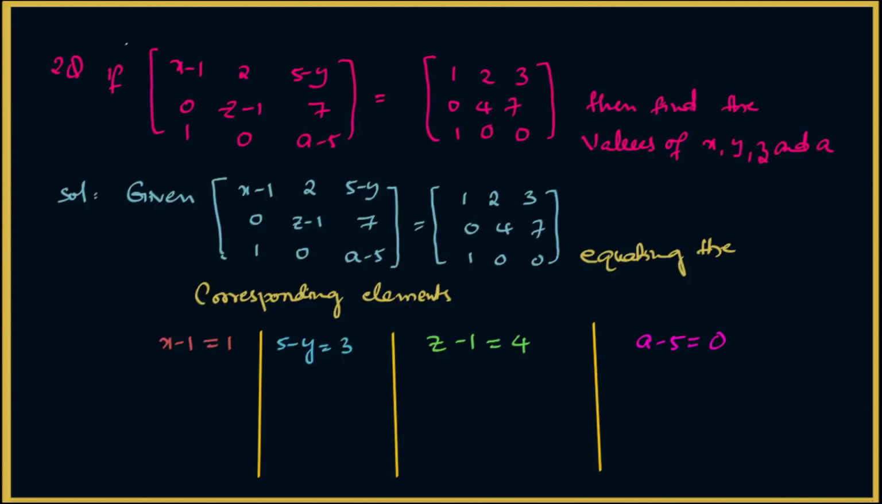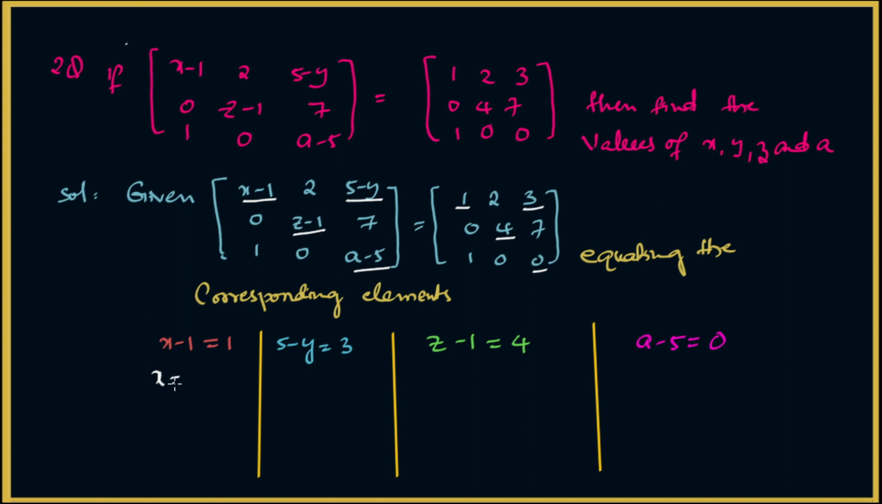Now the second problem is also similar to the previous one. Here also two matrices are equal. If you equate the corresponding elements, you will get the values of x, y, z. So first element, x minus 1 equals 1, and here 5 minus y is 3, and this one z minus 1 is 4, and the last one a minus 5 is 0. From these we have to make x, y, z and a the subjects.